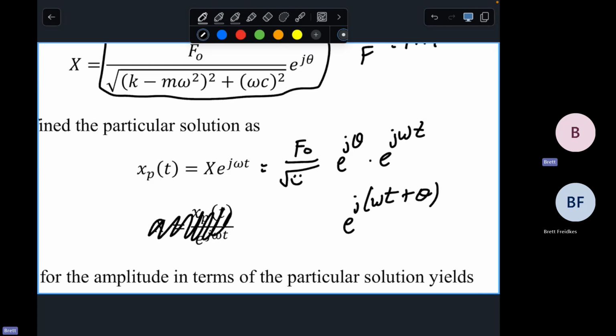So, once we do that, we have this f naught over the square root thing.